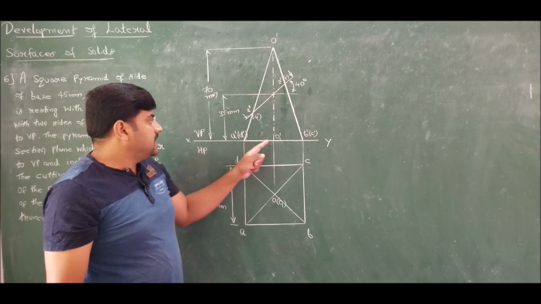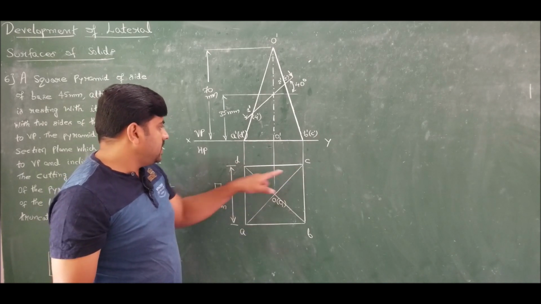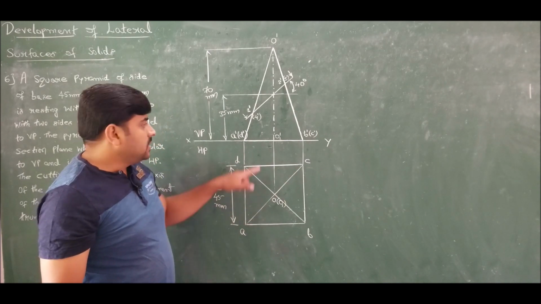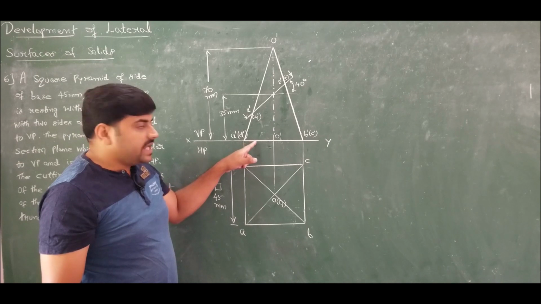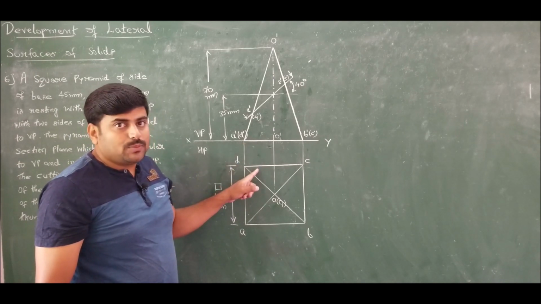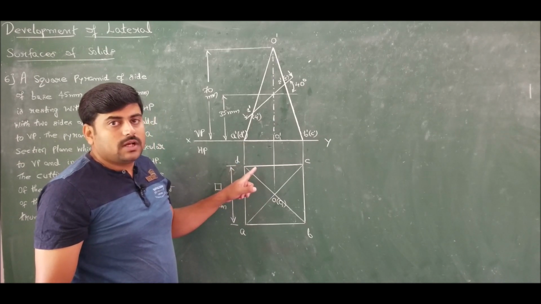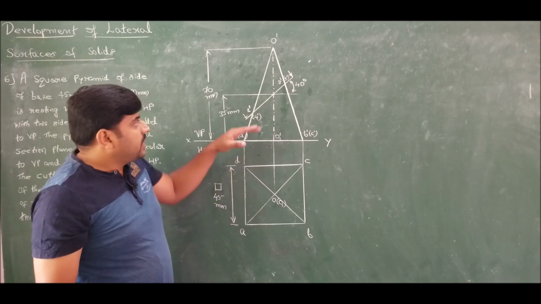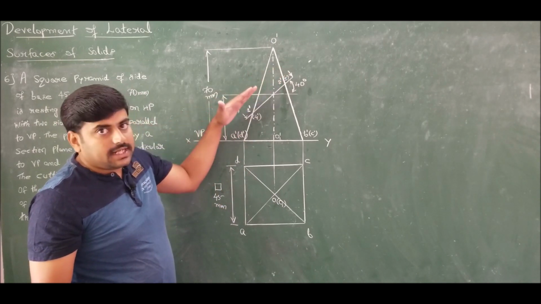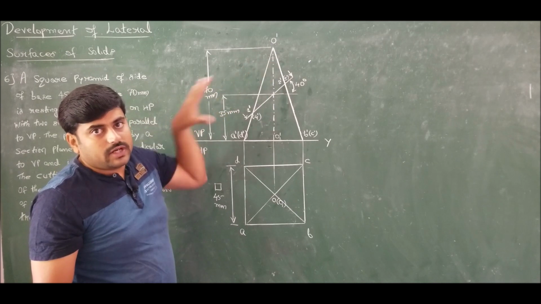If the base edges like A to B, B to C, C to D or D to A are cut by the cutting plane, then we should take the measurement from the top view. This you people already know, which you have learned from the parallel line method of development. If you carefully observe, only slant edges are cutting, so therefore directly I can measure from the front view.